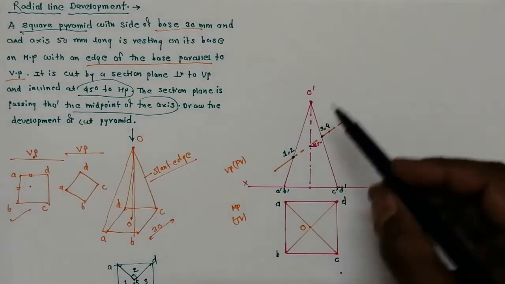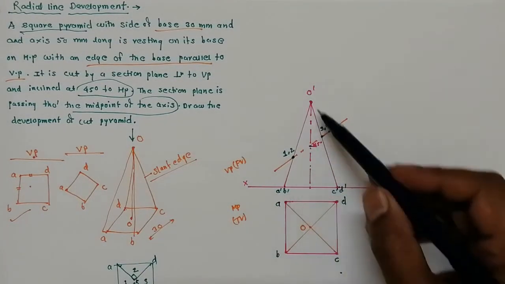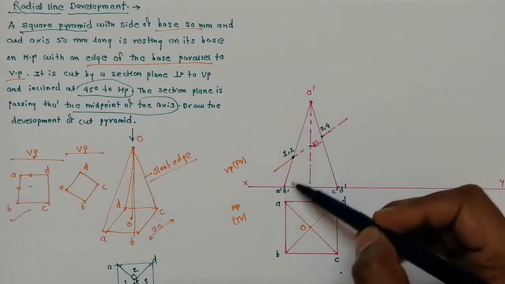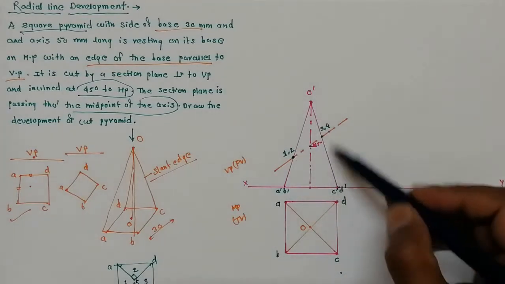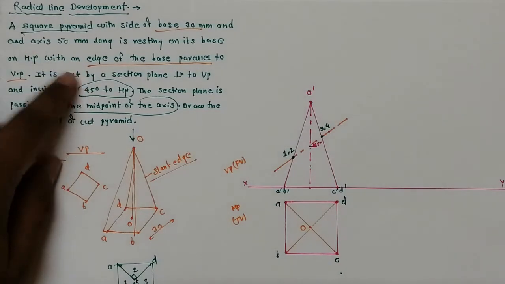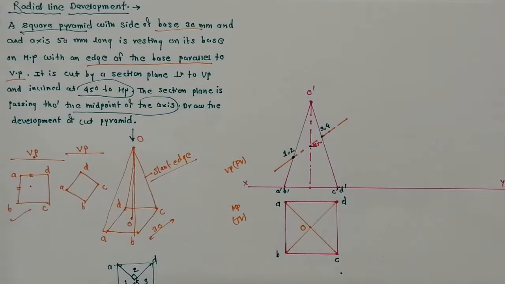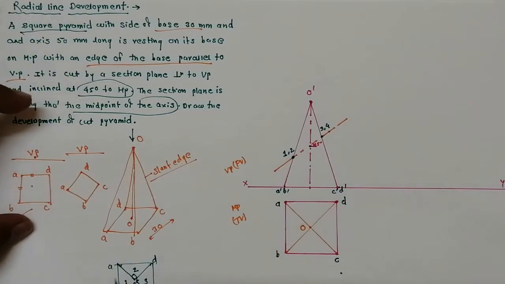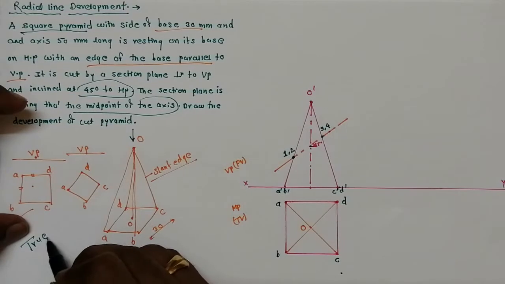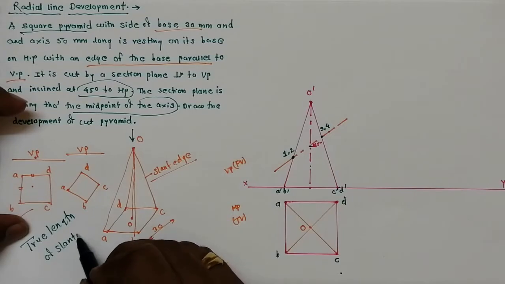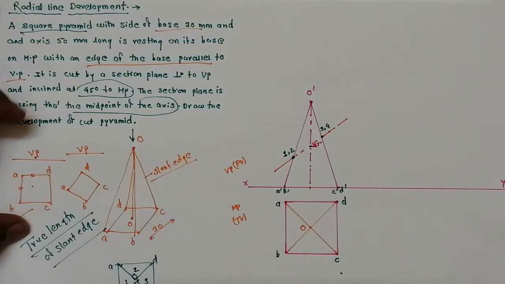So we have marked the intersections because here there are two slant edges, O dash and A dash, O dash and B dash. So for O dash A dash it is 1, O dash B dash it is 2, for O dash C dash it is 3, and for O dash D dash it is 4. So that is the second sentence of the problem. Now we have to draw the development. We know that since this is a problem of a pyramid, we have to use the radial line development method. But the radial line development method is always drawn on the true length of the slant edge. In case of a pyramid, it is on the true length of the slant edge.